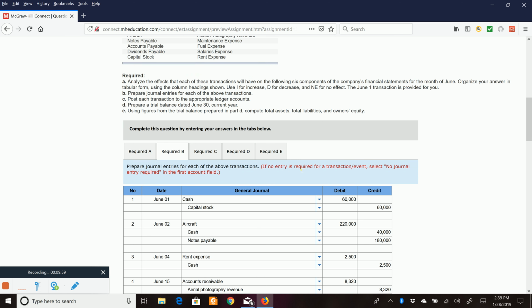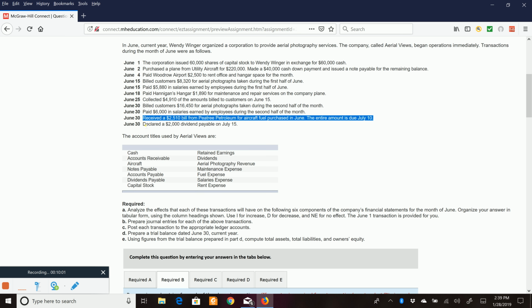And last but certainly not least, June 30th, we declared a $2,000 dividend payable on July 15th. So with dividends, there is something called a declaration date, and the board is actually the ones that vote on declaring a dividend. And they did.